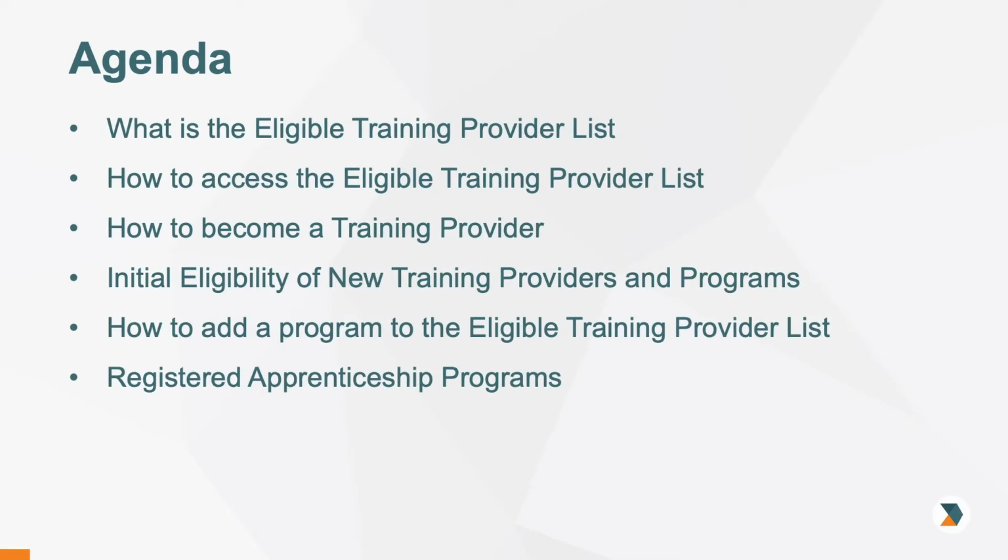Today's agenda will consist of the following items. What is the Eligible Training Provider List? How to access the Eligible Training Provider List? How to become a training provider? The initial eligibility of new training providers and programs? How to add a program to the Eligible Training Provider List? And finally, registered apprenticeship programs.